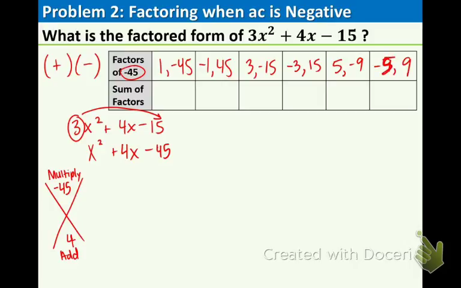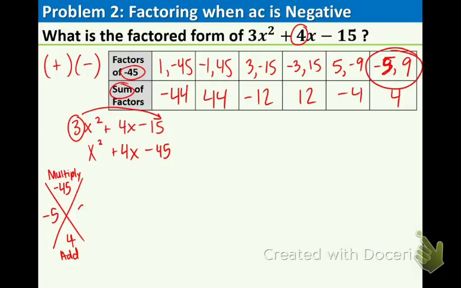Now we just need to add. That's what sum means. So when we add these, we get negative 44, positive 44, negative 12, positive 12, negative 4, and positive 4. This pair multiplies to get negative 45, but adds to get positive 4. So take those two numbers and put them in the blank spaces, negative 5 and 9.